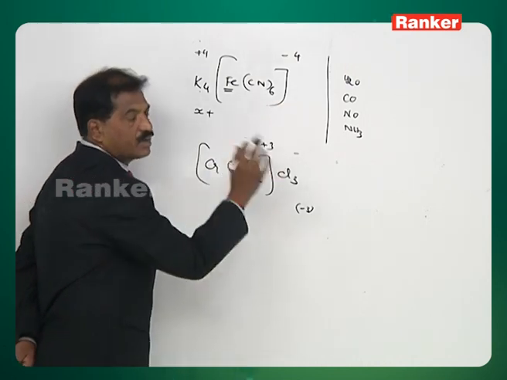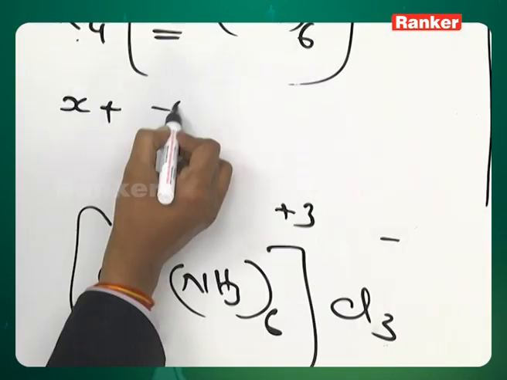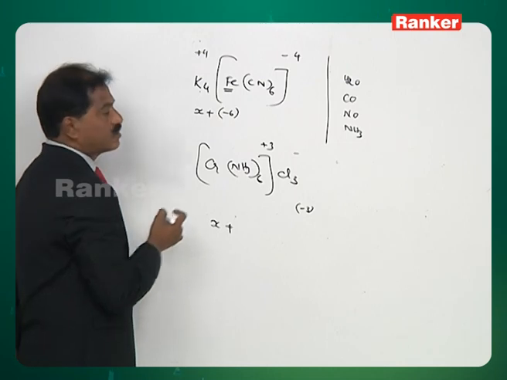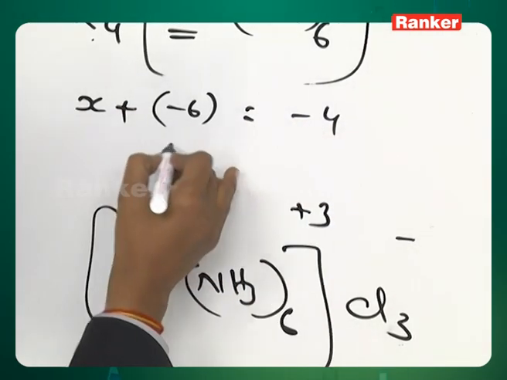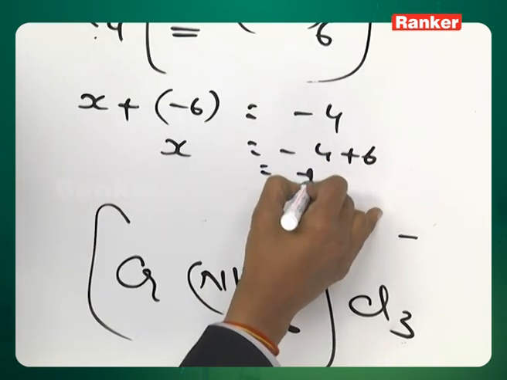Next, cyanide ion. Wherever cyanide ions are present, each ion will carry 1 unit negative charge. Therefore, 6 such ions are present. So, X minus 6 is equal to minus 4. Therefore, X is equal to minus 4 plus 6. So, therefore, here plus 2.